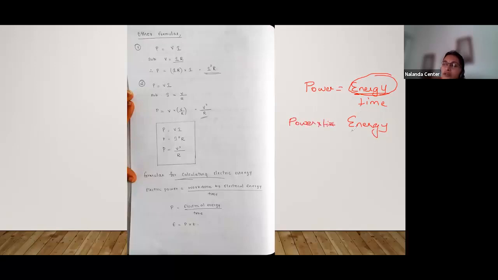Now, if you see something like watt hour, this is a unit of energy and not power. So don't get confused when you see the word watt over here. This is the power. The unit of power is watt. The unit of time is hour. So if you multiply them, you are going to get energy. The unit of energy can also be watt hour.